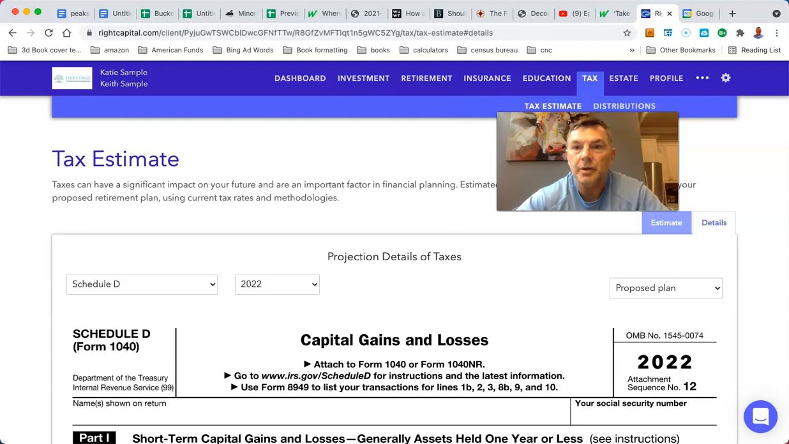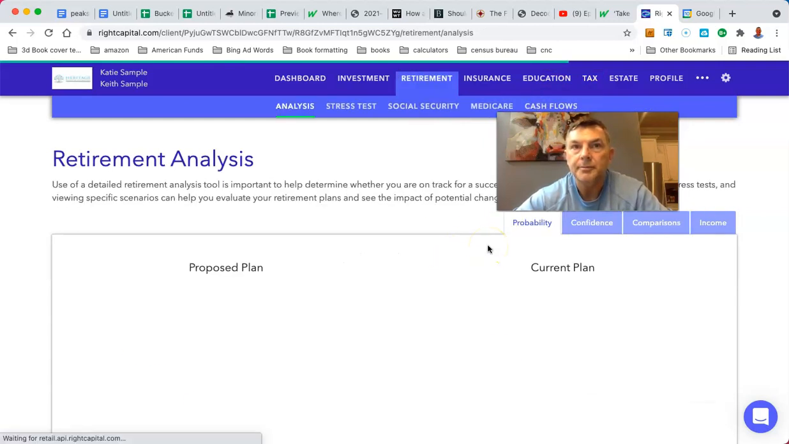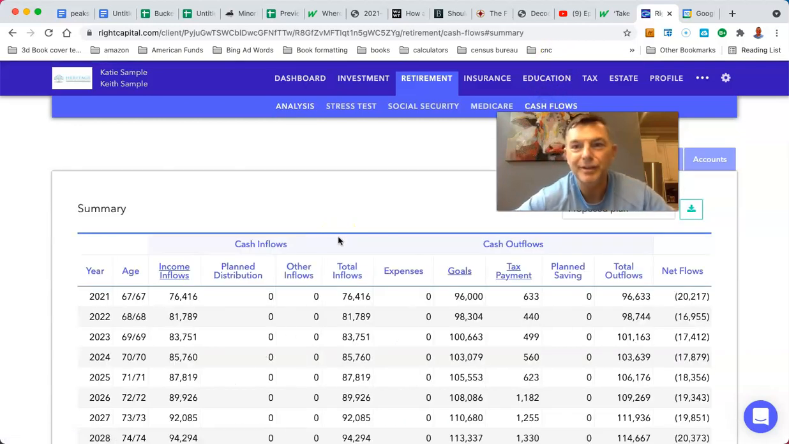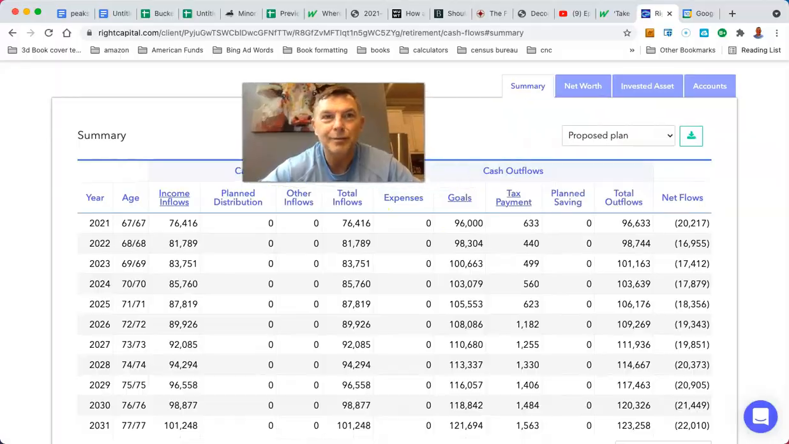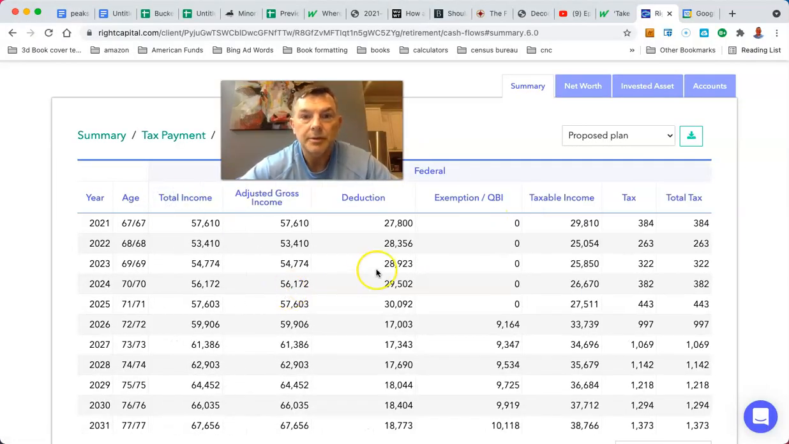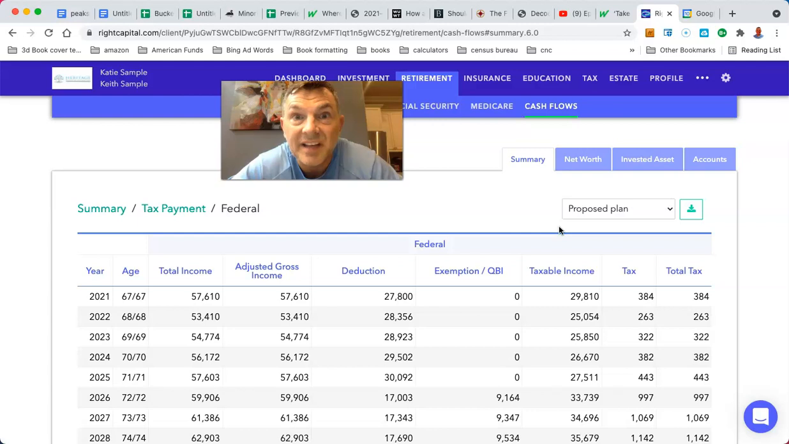The only thing subject to income tax, I should come back here. Let's go to cash flows. The only thing subject to taxation is going to be your federal, and a little bit of tax, $384. Why? Because of that taxable interest. That's it. Because taxable interest is ordinary income.